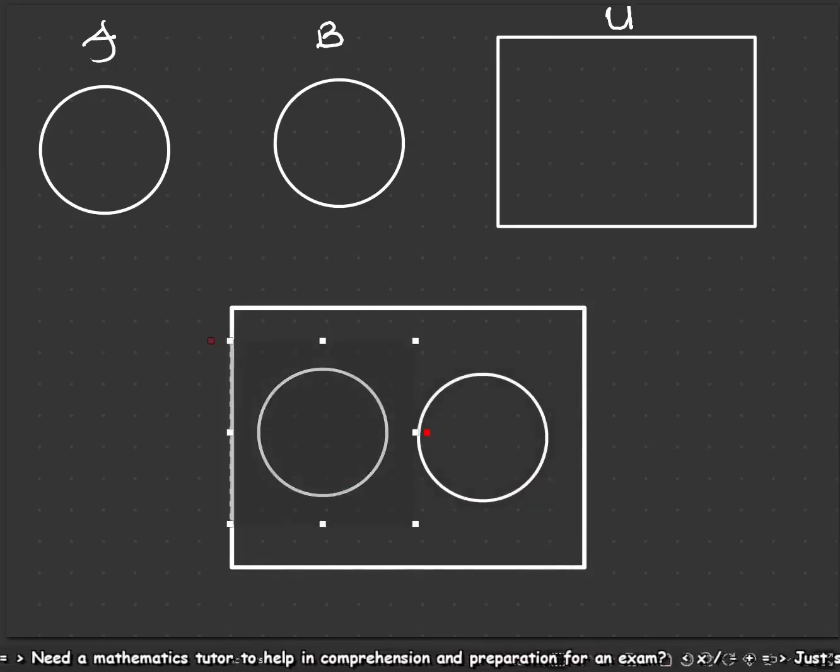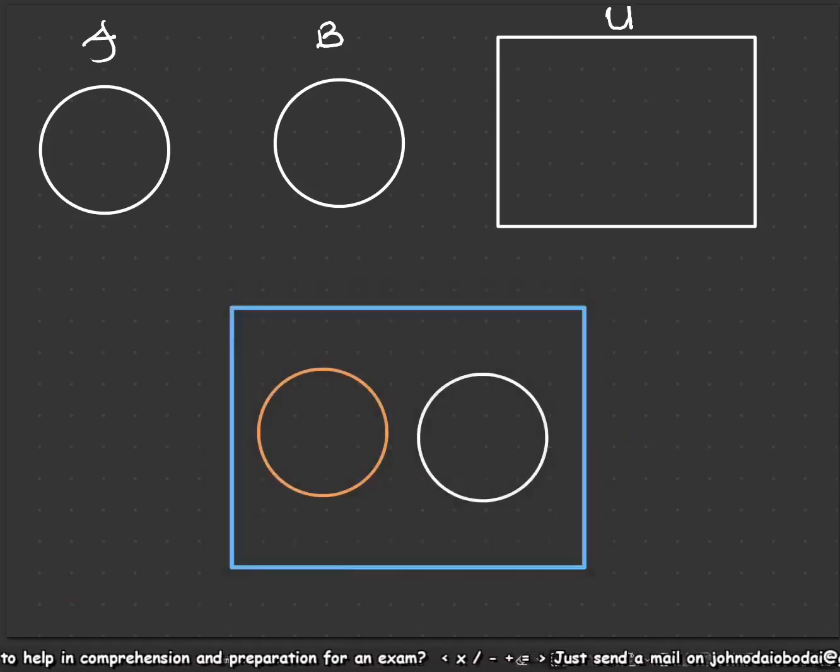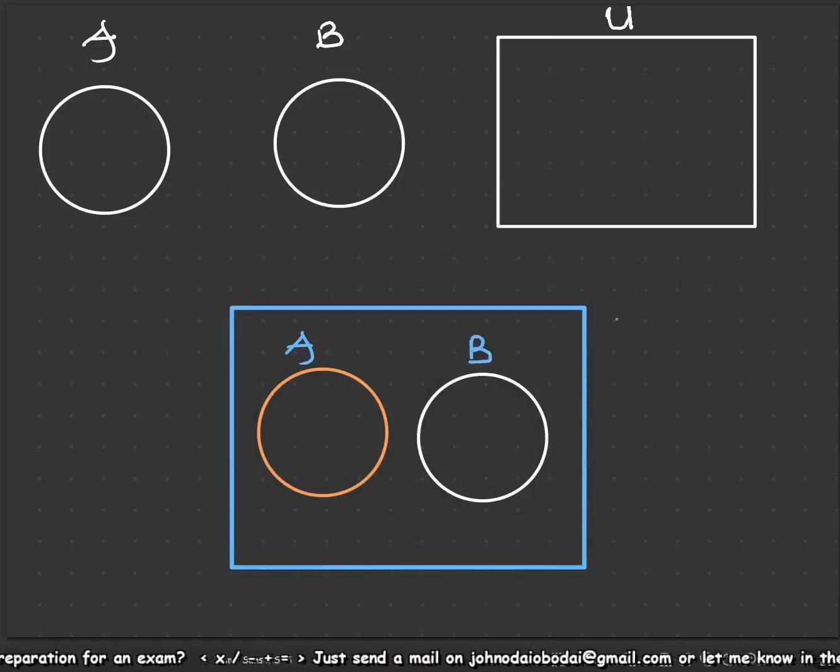So the yellow one is going to be our A, and B is going to be our white one. And let me make the universal blue. You see, there is no overlap. This is our A, this here is our B, and we have all in our universal set. So this here is used to show that both sets do not have common elements. All the elements in A are not in B, and the elements in B are also not in A.